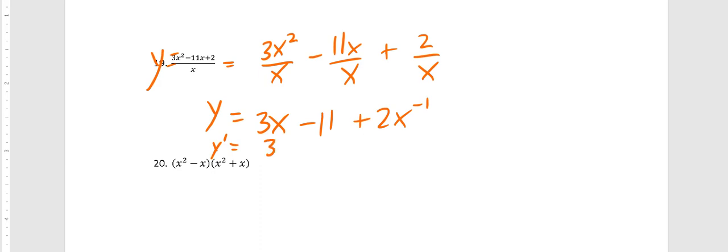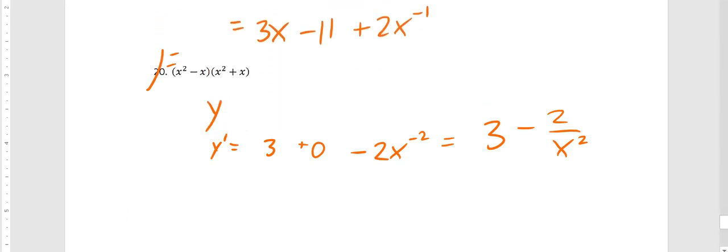Derivative of 3x is 3. Derivative of negative 11 is 0. Derivative of 2x to the negative 1 is negative 2x to the negative 2. So I have 3 minus 2 over x squared. Oh, derivative was even simpler than the original. Actually, it wasn't, because the original wasn't that bad either.